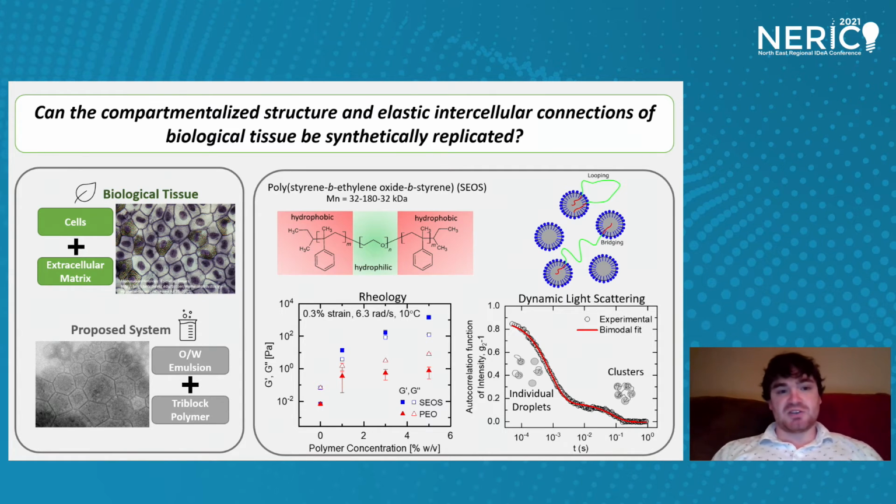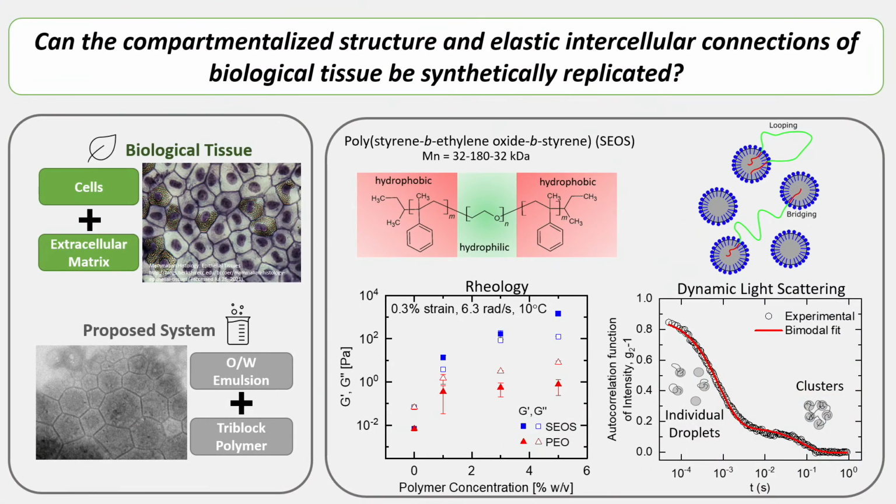In rheology, you can see that as the concentration of SEOS increases, both the viscosity and the elastic behavior of the material increase, especially compared to ordinary PEO in the system. The systems containing SEOS are far more elastic. Furthermore, in dynamic light scattering, a clear bimodal distribution is seen, in which individual droplets and clusters are observed. Next slide, please.